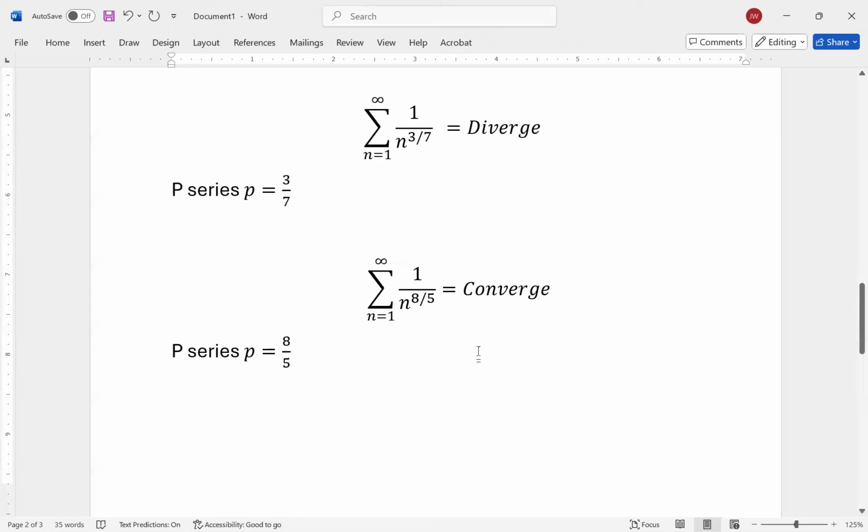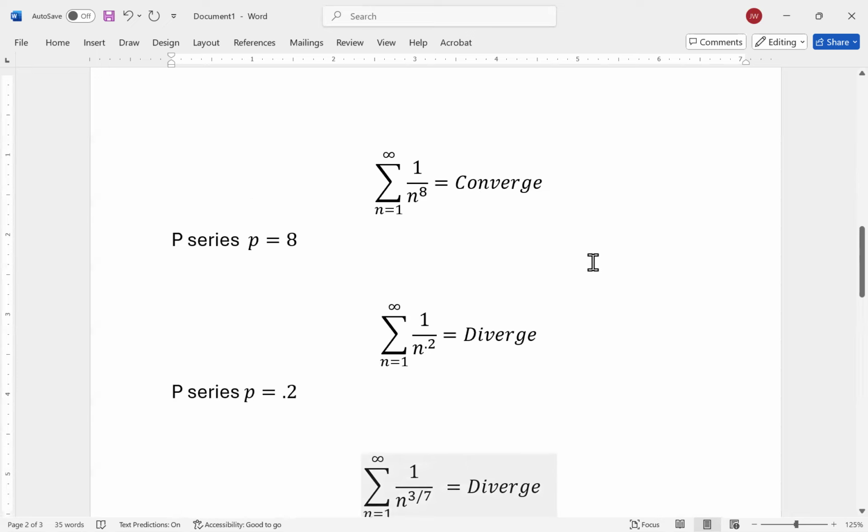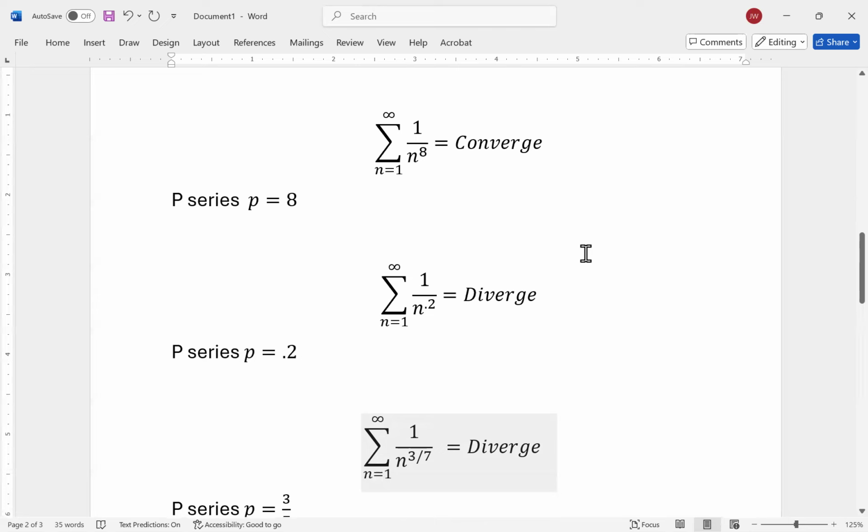So for 1 over n to the p summed up from 1 to infinity, we can determine convergence and divergence very, very quickly. We can change these p-series up a little bit as well and quickly see some other series that aren't exactly p-series but very nearly p-series. We'll take a look at that in the next example.